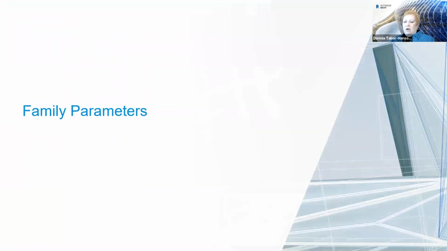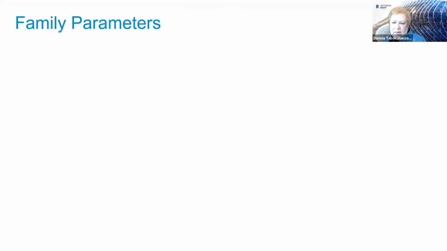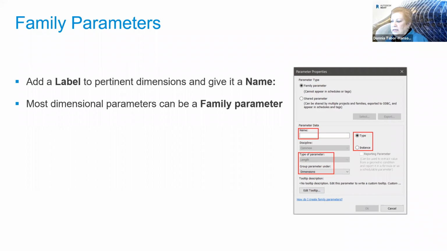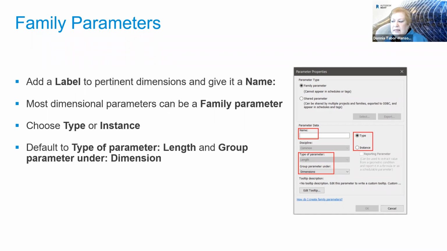back over here. So let's talk about family parameters. Then we're going to get into the shared parameters. Family parameters, you would go and you would add a label to. If it's a dimension, it's very pertinent. You add the name to it. You decide whether it's going to be a type or an instance. So most dimensional parameters can be family parameters. Now, like I say, you choose their type or instance. They will fall under length and under group dimensions automatically.